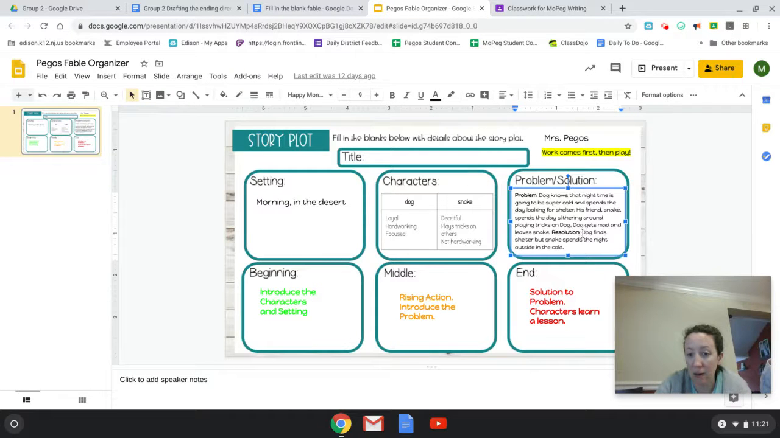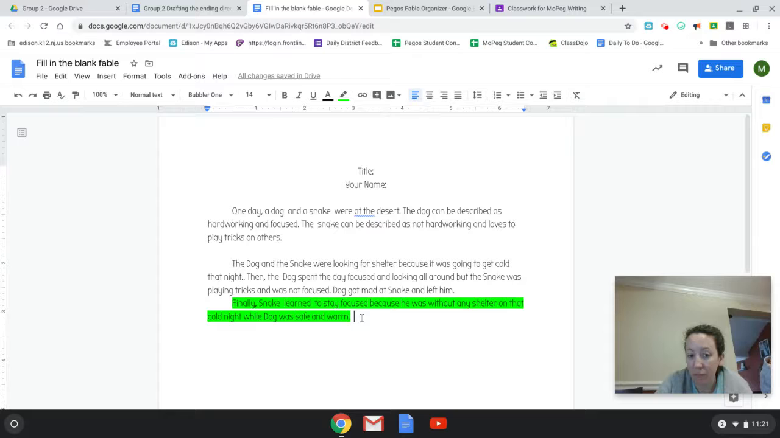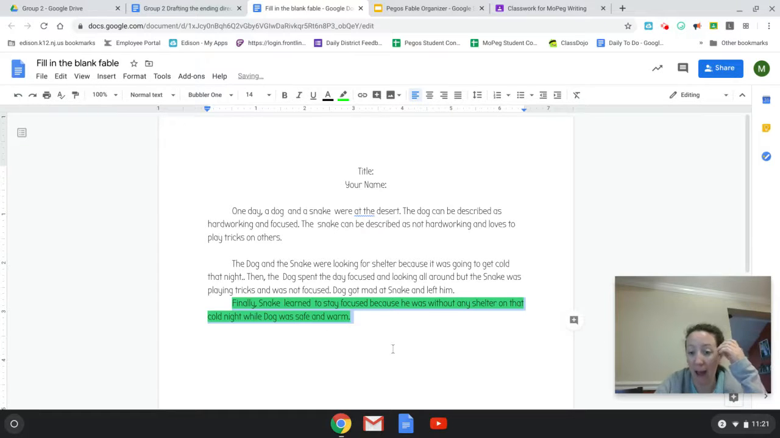If you don't want to fill in the blanks, you can also do this. You can just copy and paste your ending. You can do either one of those, okay? So now that I have that, I want to reread the whole thing and see if it makes sense.